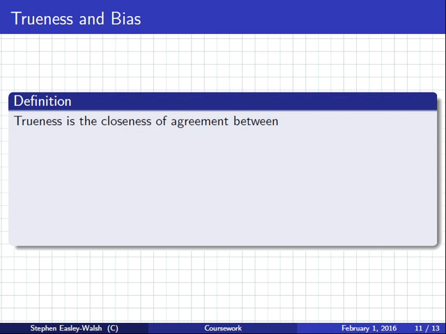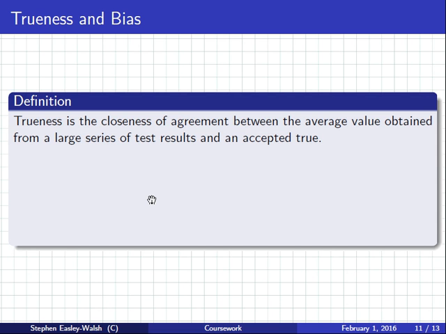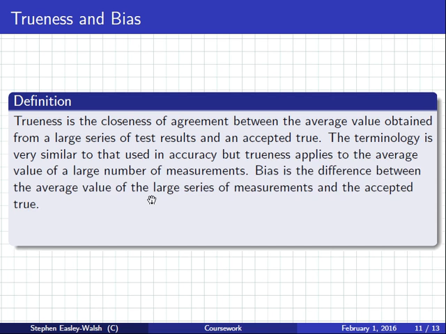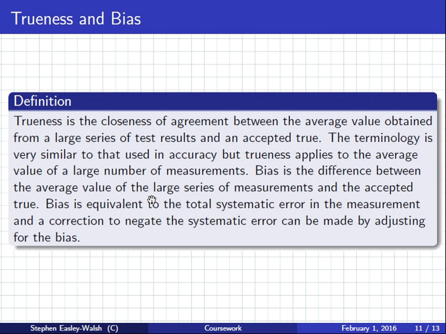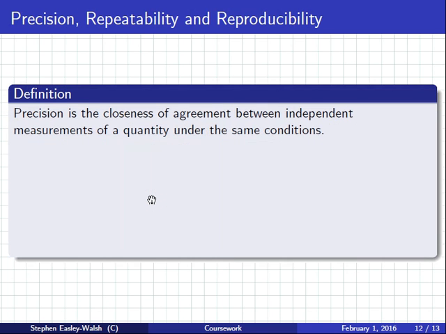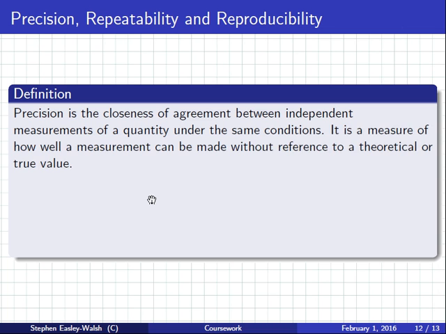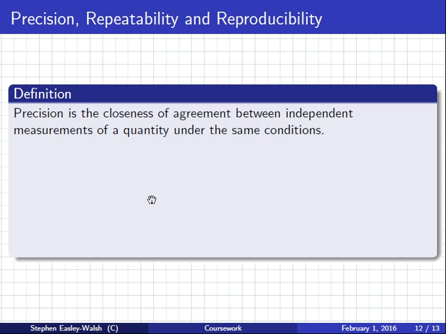Trueness is the closeness between the average value and the true value. It's very similar to accuracy, except it's just an average. Okay, I don't think you need this much vocabulary. Right, so this word you do need, precision. Now, don't write this definition down. Just write down this word and I'll explain it. Precision.